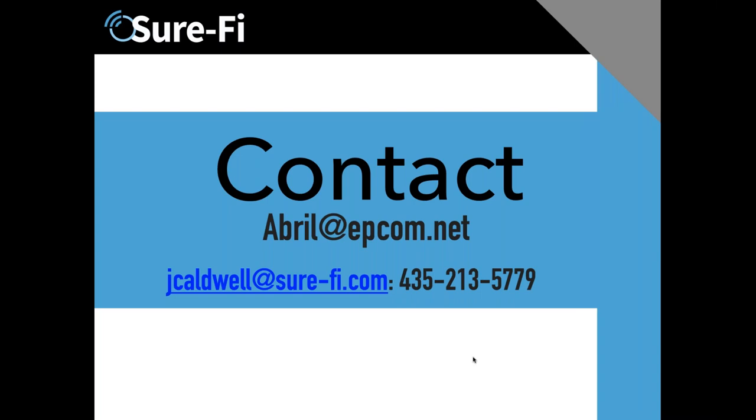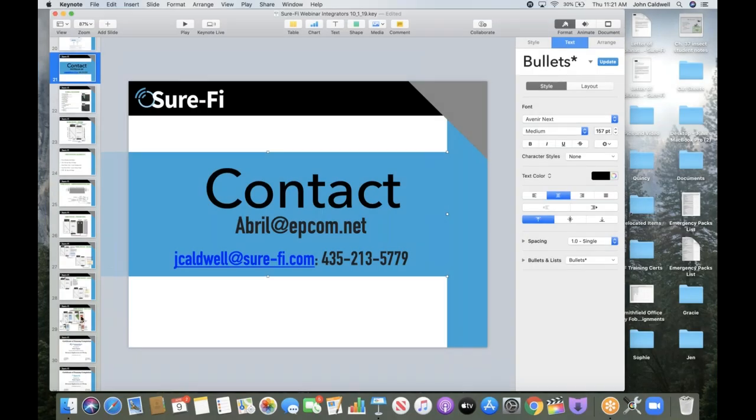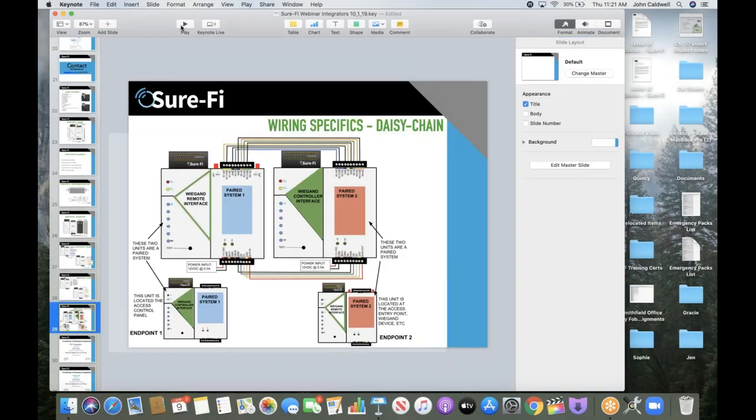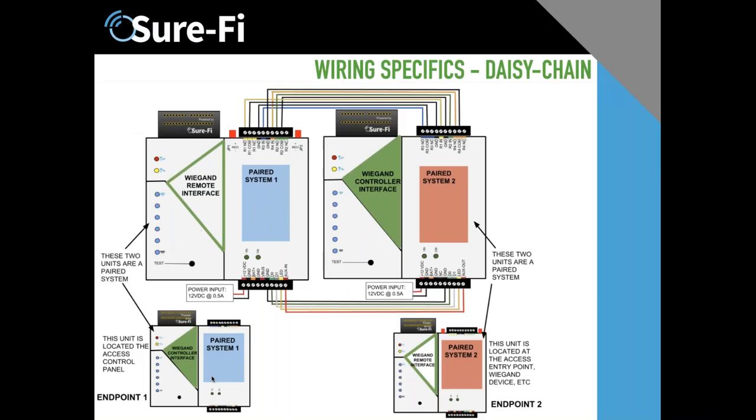One question is, for daisy chain topology, does the remote unit connect wirelessly with the next master unit, like a mesh network? It's still going to connect one-to-one. Let me back up so that you can see. This blue system is going to be connecting wirelessly to each other, so that's a paired system from the factory. And then this red system is going to be connected wirelessly to this one, and that's a paired unit from the factory.